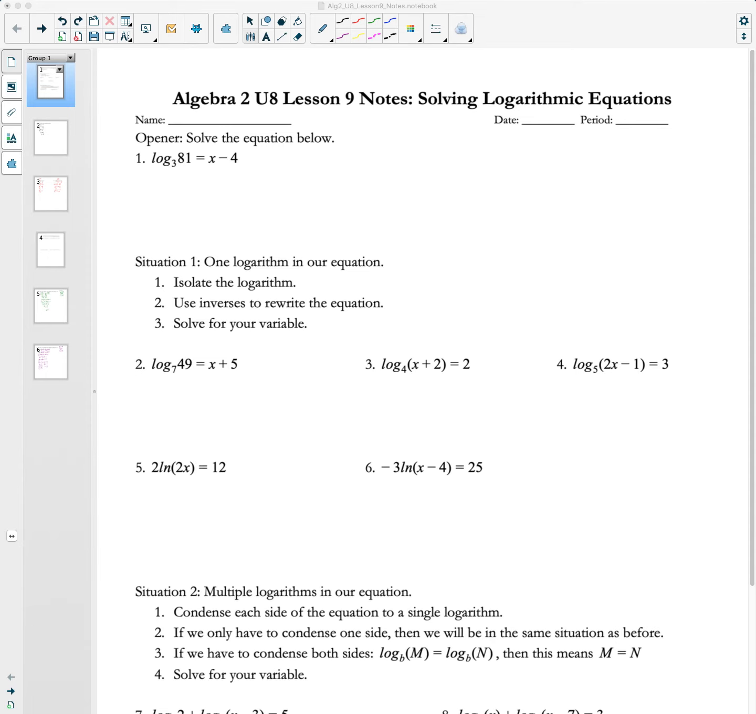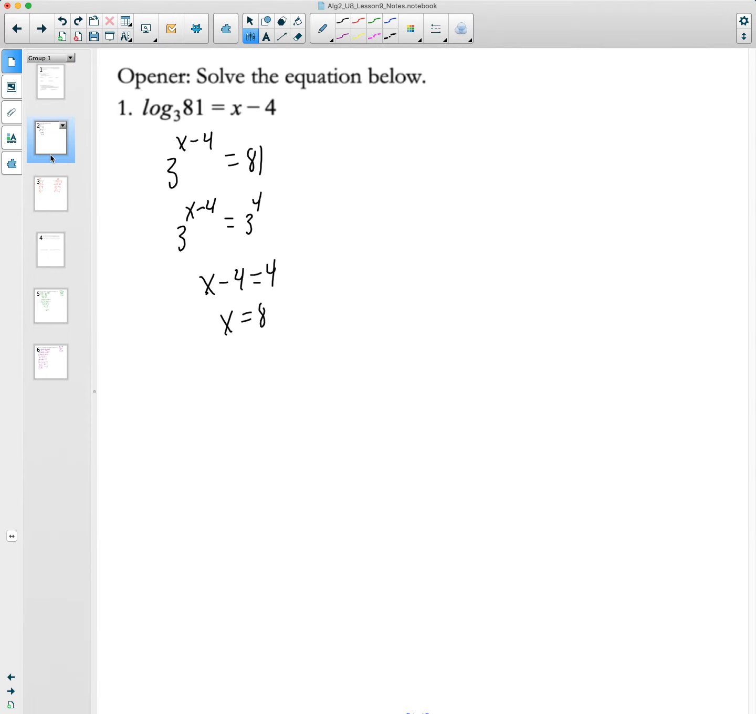All right, so I have the work right here. The way you could think about this is to use what we already know about logarithms, and we could rewrite it as an exponential equation. So we know that this is the base of the exponent, this is the exponent, and this is the result. So if I write it as an exponential equation like we've discussed, I get 3 to the power of x minus 4 equals 81.